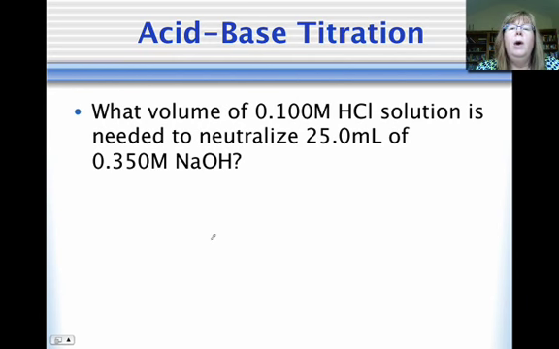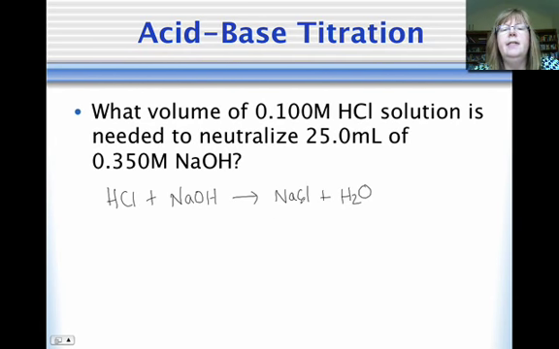What volume of 0.1 molar hydrochloric acid is needed to neutralize 25 mL of 0.35 molar sodium hydroxide? When we do this, the first thing we need to do is make sure that we can write a balanced equation. So this equation is the same one that we had earlier, and so we get sodium chloride and water, and it is balanced with a coefficient of 1 out in front of everything. That 1 is understood. What I like to do, after writing the balanced equation, is put all my information under my balanced equation.